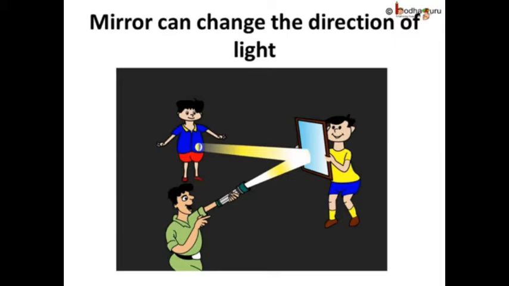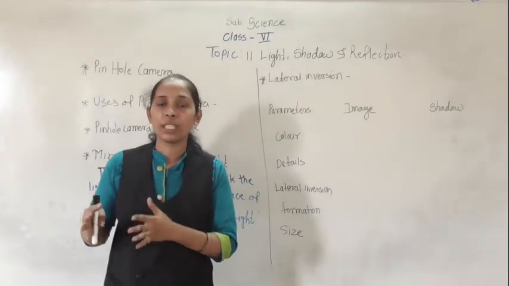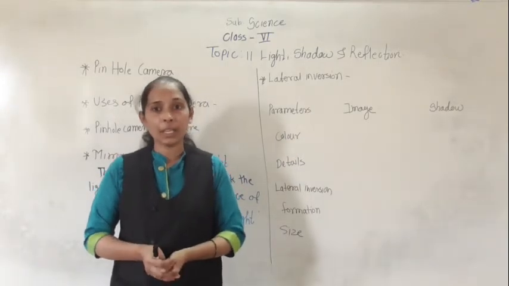Not just the mirror, any other polished and shining surface like a shining stainless steel plate can change the direction of the light. This change of direction by the mirror, or the light coming back after hitting a smooth plane surface, is called the reflection of light. Also, we have one more activity, that the light always travels in a straight manner and then it gives the reflection. That is the activity we will see.